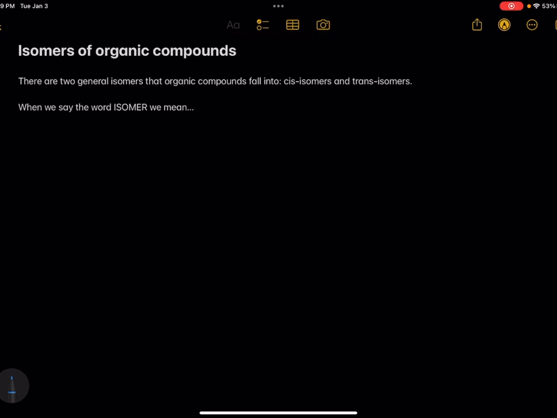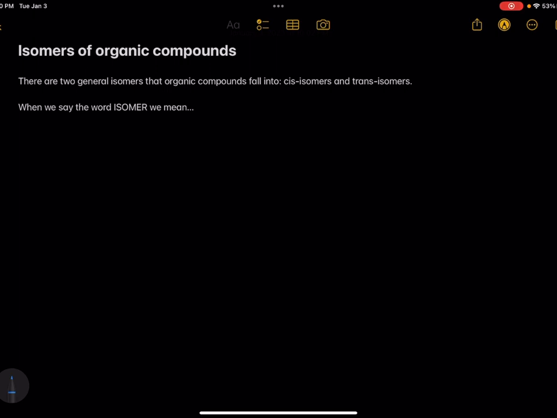All right, so one of the final topics in organic chemistry is something called isomers of organic compounds. There are two general types of isomers that we concern ourselves with when it comes to organic compounds. We call them cis isomers or trans isomers, and trans is really short for translational, and that'll be a key thing to remember when you're trying to distinguish between the two. But when I say isomer, what does that word mean? Because we've heard of polymer, monomer, and now isomer.